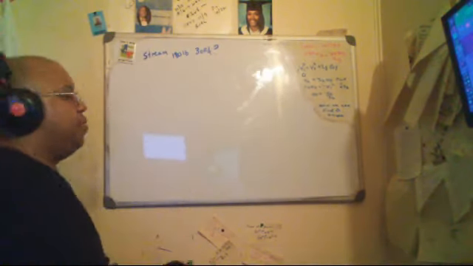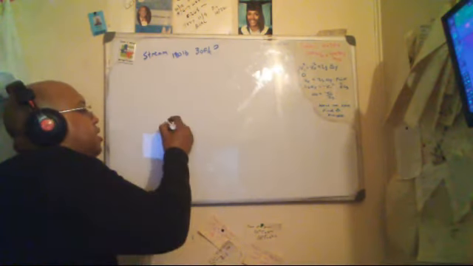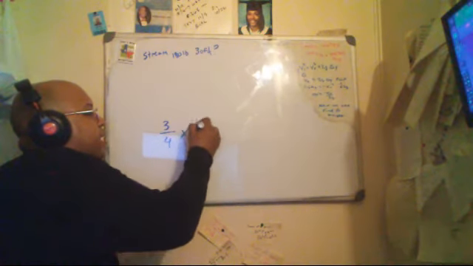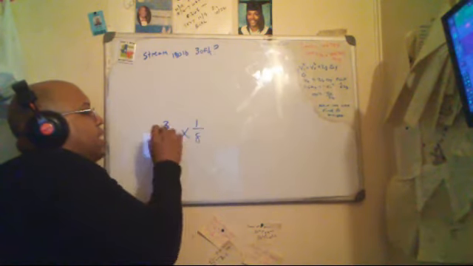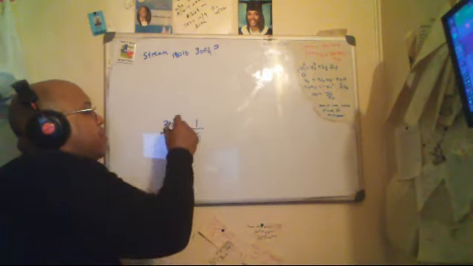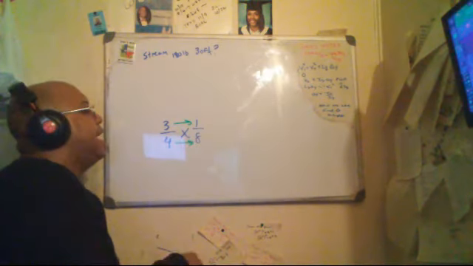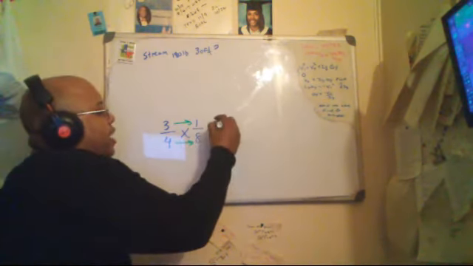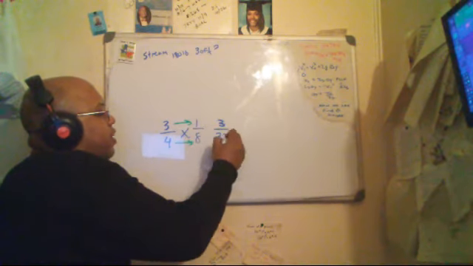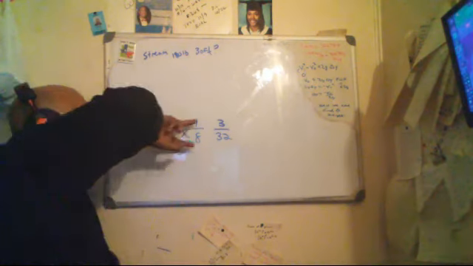Now, multiplication is fairly easy. Basically, if I'm multiplying fractions, say, let's just keep using 3/4 and 1/8. What I'm going to do in this case is I'm going to multiply directly across. So 3 times 1, 4 times 8. My answer will be 3 over 32. So multiplication, we just multiply directly across.